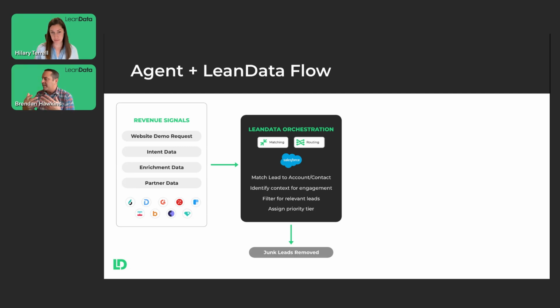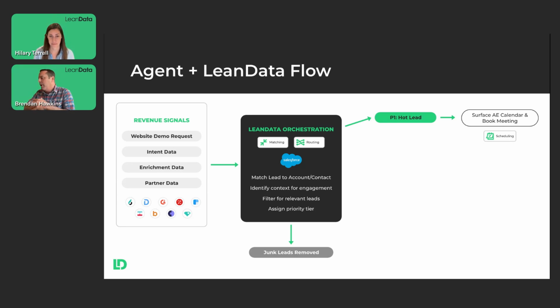Then some folks will schedule with the agent and some folks won't. A lot of folks will just ask questions of the agent, and that's still going to flow into your LeanData lead router, where you can apply things like SLAs and automatically adding people to campaigns, cadences, and sequences.